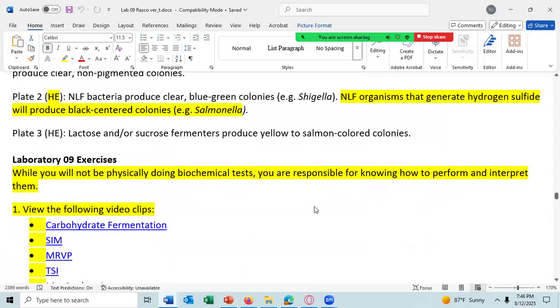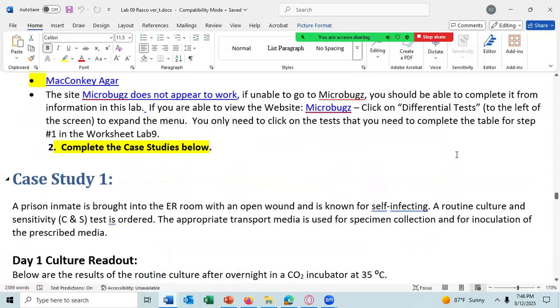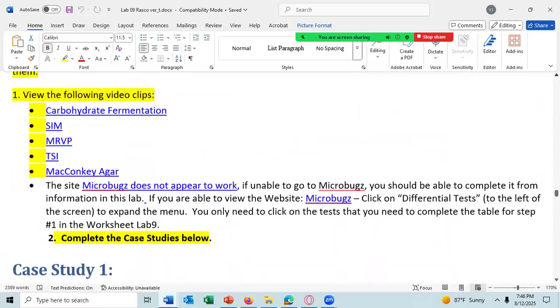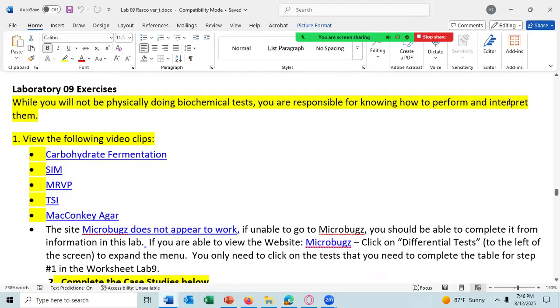All right, so everything you do in this lab will be done online, so we're not going to do any of these tests, but you will see videos on them, and you do need to understand the biochemical tests, and know how to perform and interpret these tests. So we have a video clip showing you carbohydrate fermentation. We have a video clip showing you the sulfide indole motility test. We have a video on the MRVP test.